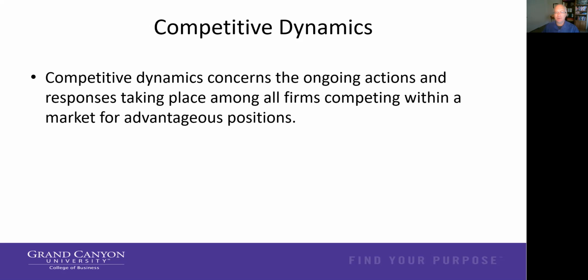Whereas competitive rivalry concerns the ongoing actions and responses between a firm and its competitors for an advantageous market position, competitive dynamics concerns the ongoing actions and responses taking place among all firms competing within a market for advantageous positions. To explain competitive dynamics, it's important to understand the effects of varying rates of competitive speed in different markets, called slow cycle, fast cycle, and standard cycle.